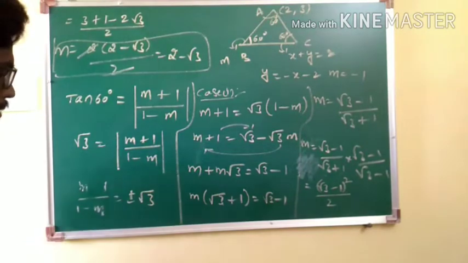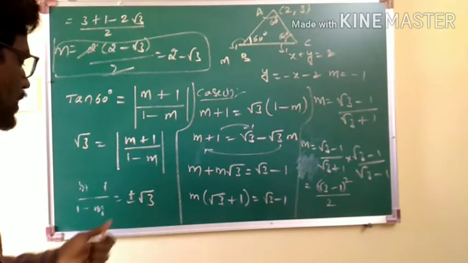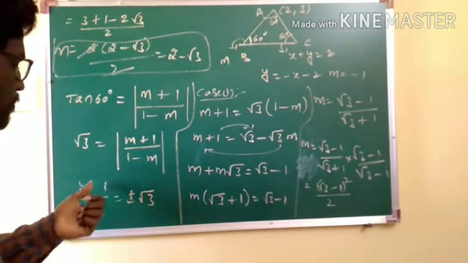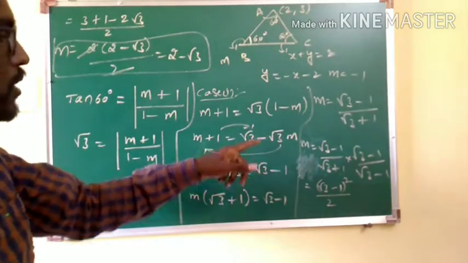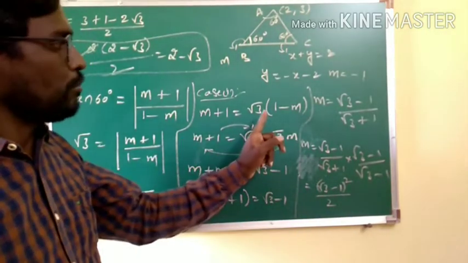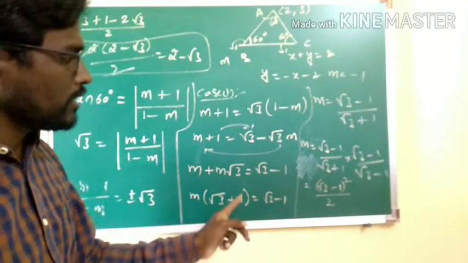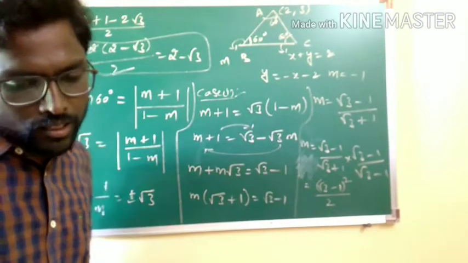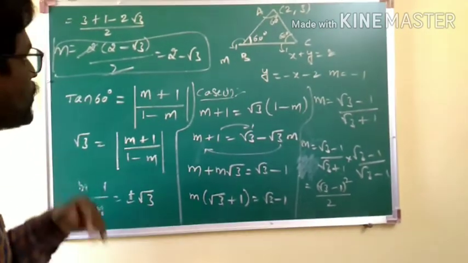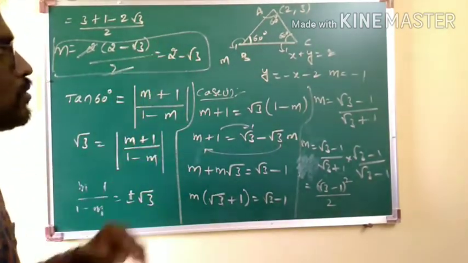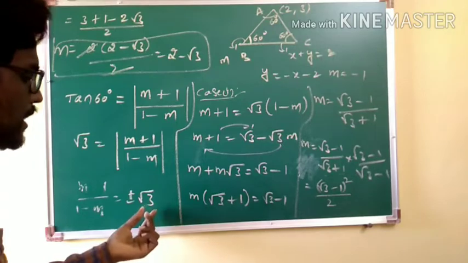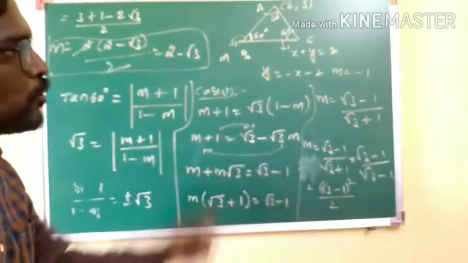Similarly, if you take case 2 with minus root 3, means here m plus 1 by 1 minus m is equal to, we will be taking minus root 3. So minus root 3 into 1 minus m. In a similar manner, you will be transposing the terms to trace out m. Then you will be getting another value as 2 plus root 3. In one case, you have got here 2 minus root 3. On taking minus root 3, you will be getting 2 plus root 3.